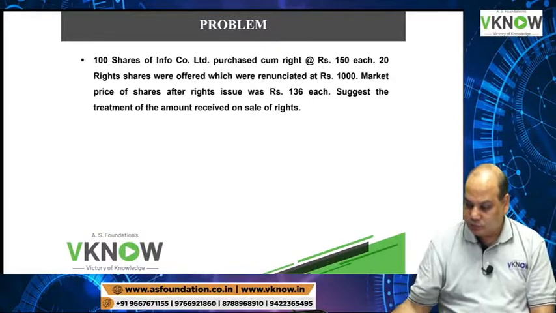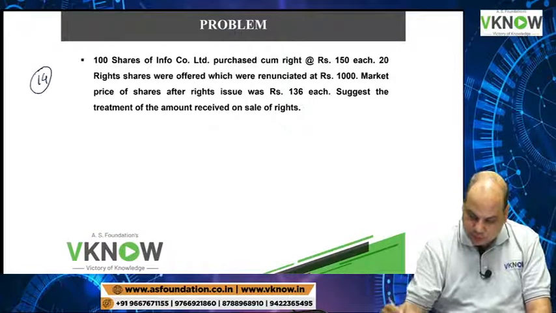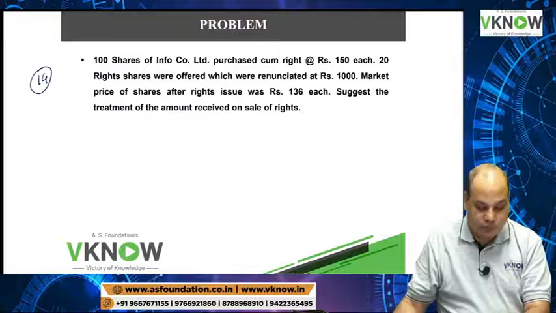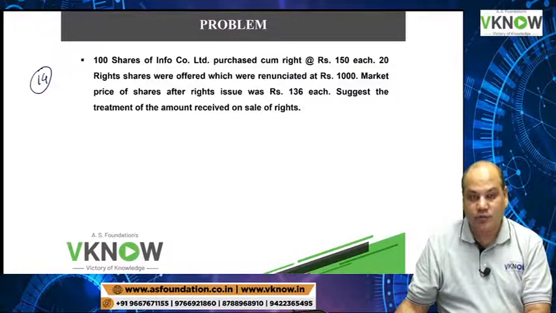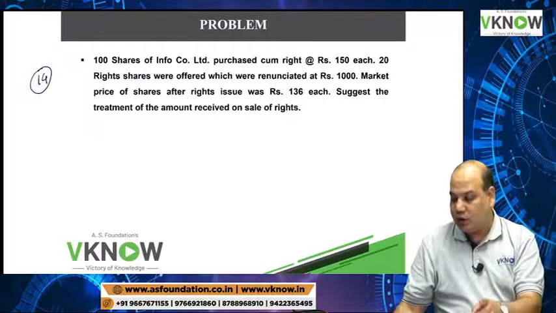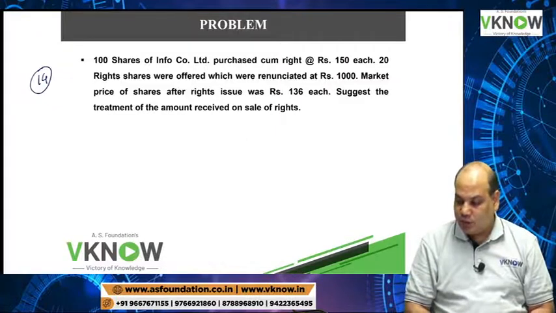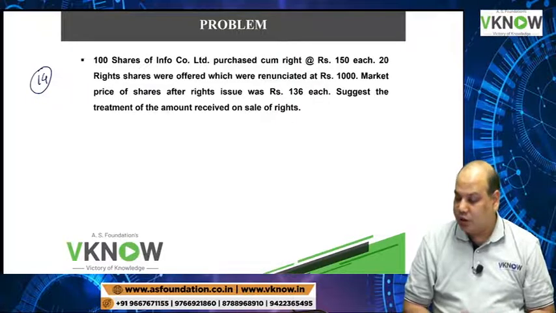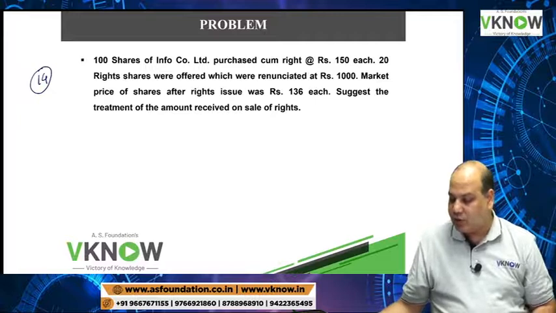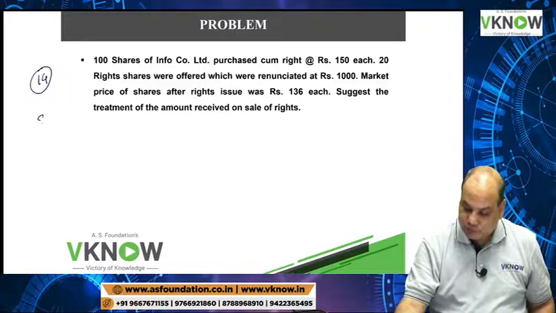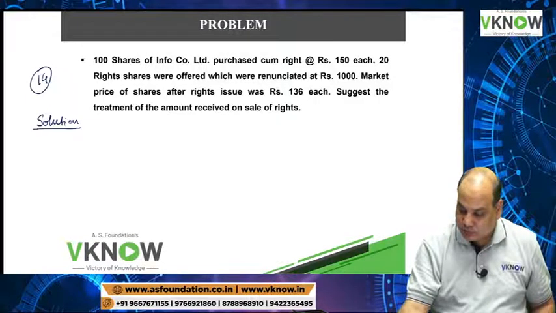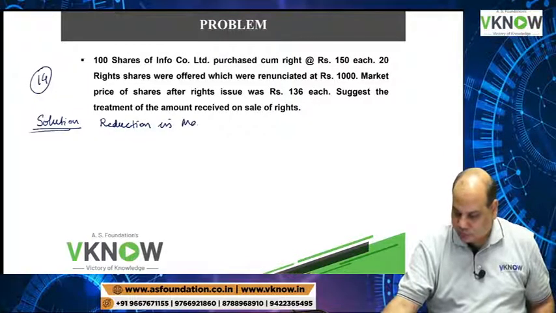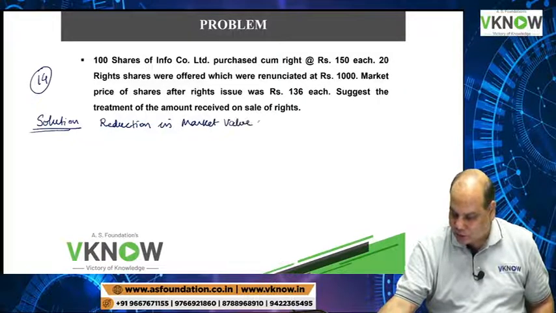Next, question 14. 100 shares of Info Company Limited were purchased at rupees 150 each. 20 right shares were offered, which were renounced at rupees 1000. Market price of the share after becoming a right issue is 136 each. Suggest the treatment of the amount received on sale of right. So this time the market price has gone down a lot. What is the reduction in market value of shares?